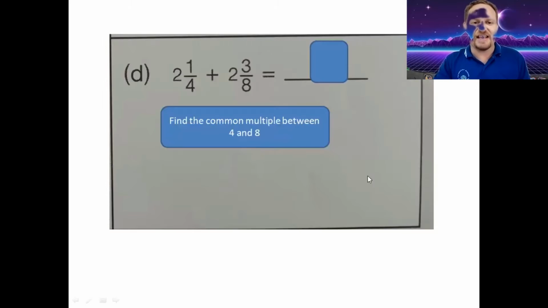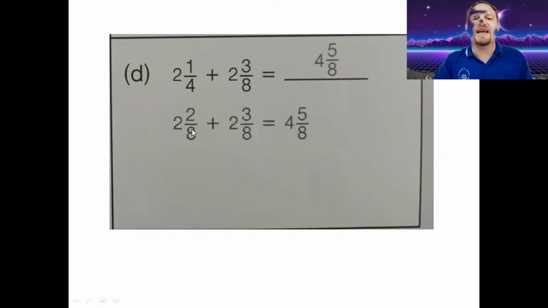Question D. Find the common multiple between 4 and 8 first. We have 4 and 8. You could turn this mixed number into an improper fraction or plus the whole numbers together first. What did we get? The answer was 4 and 5 over 8. Okay.